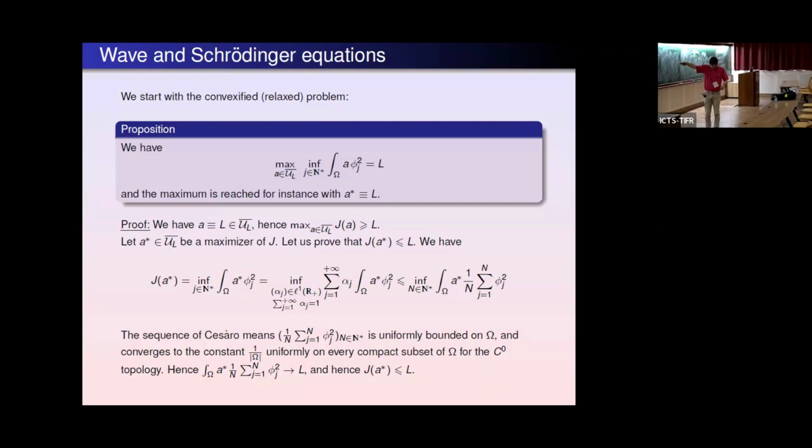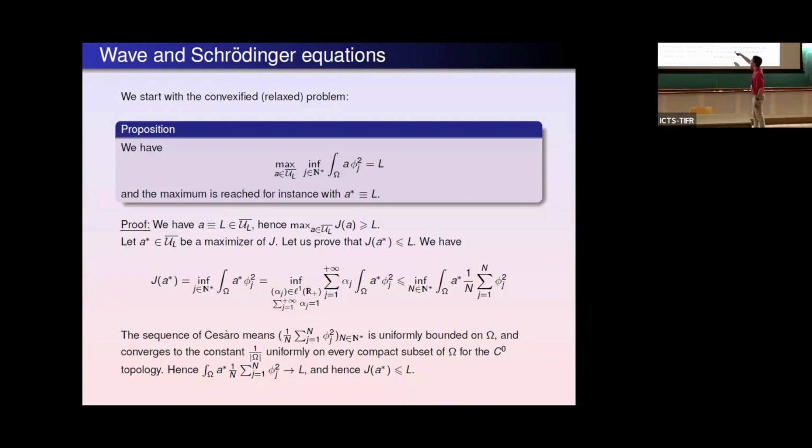So the infimum over all modes j of those integrals is also the infimum over a simplex. But be careful, it's now a simplex in infinite dimension, right? So you take an infinite linear combination of the integral of A star phi j square. So here the coefficients alpha j are all non-negative and their sum is equal to 1.